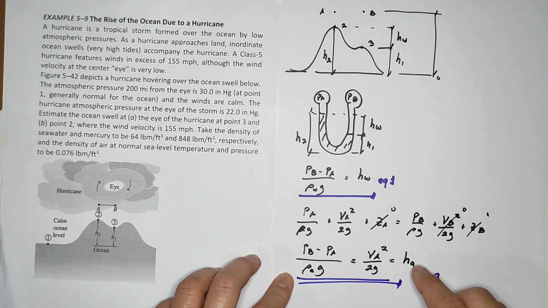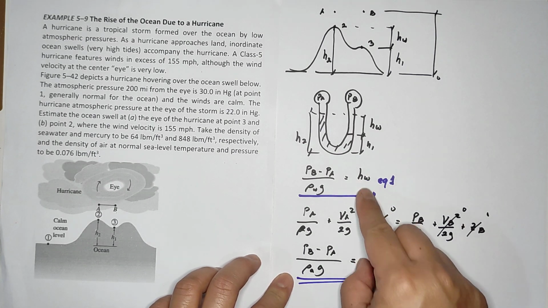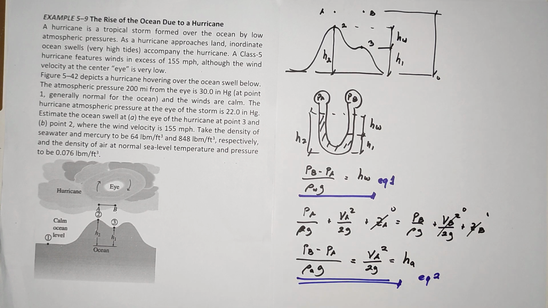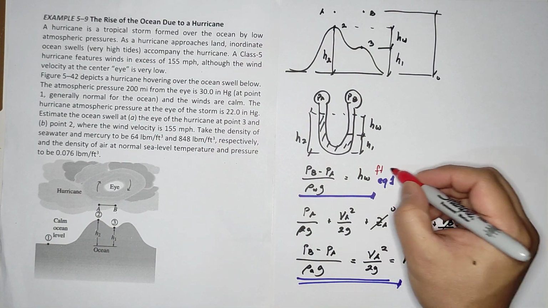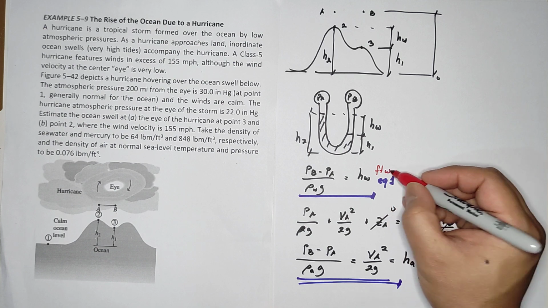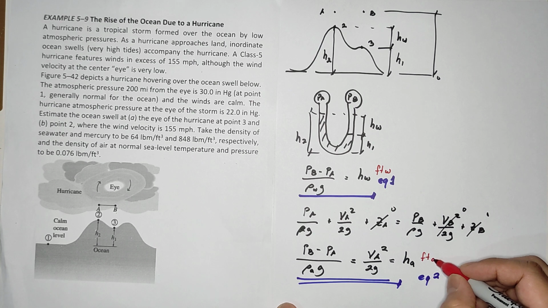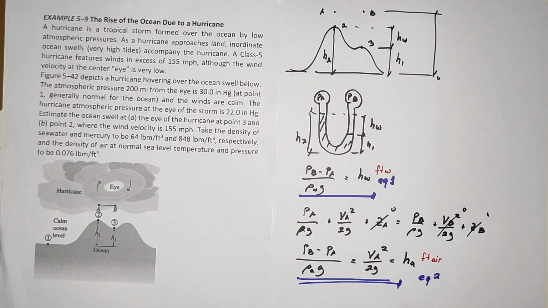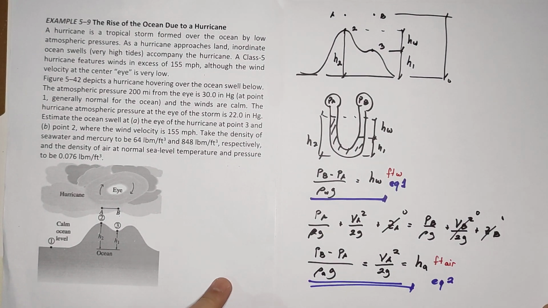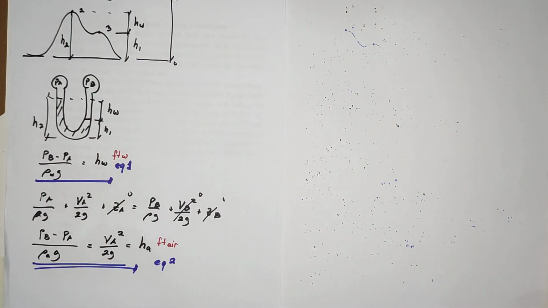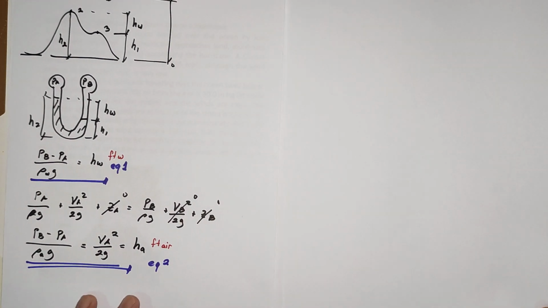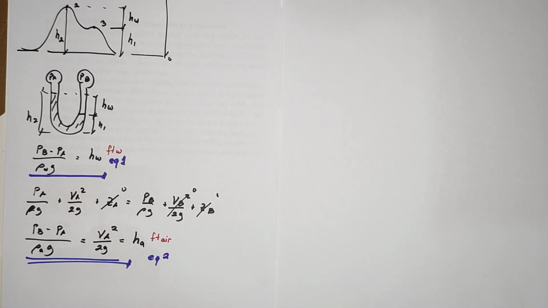Now, the problem is, what is the relationship between these two? This one is feet H2O or feet water. This one is feet air. So, don't mix it up. There's a difference between the two. Now, the question is how to convert the HW to HA or HA to HW.